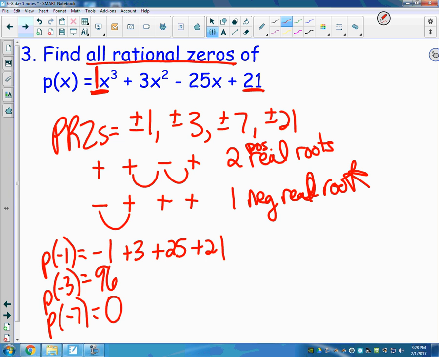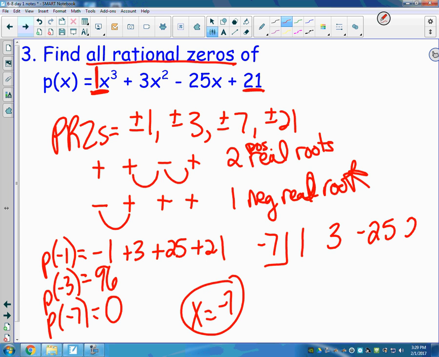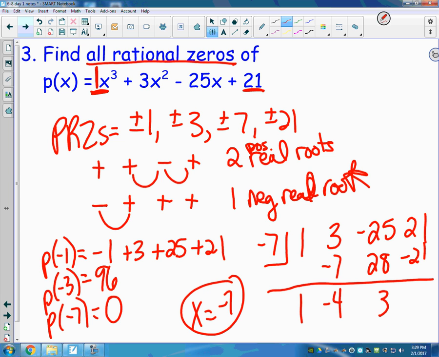Now, I could just keep checking. There's 8 of them here. These are the only possible rational zeros. So you could check all 8, but I hate doing that. So just like we did yesterday, I'm going to divide that out. If -7 is a 0, I know x equals -7 is one answer. I'm going to divide that out now. So I have a 1, a 3, a -25, and a 21. So I get -7. That's -4, that's 28, that's -21, so I get 0.